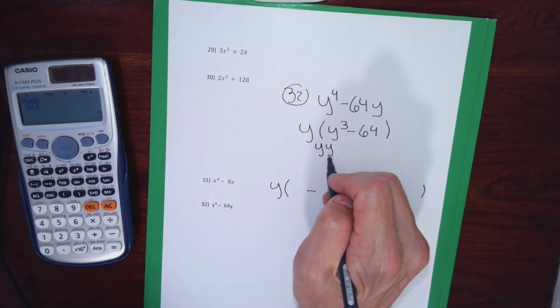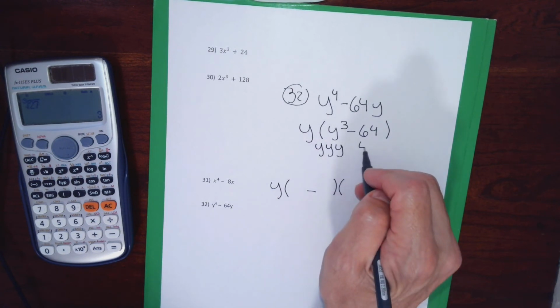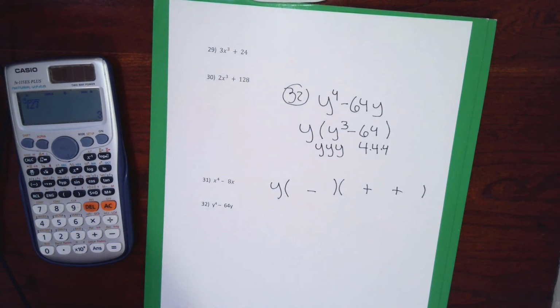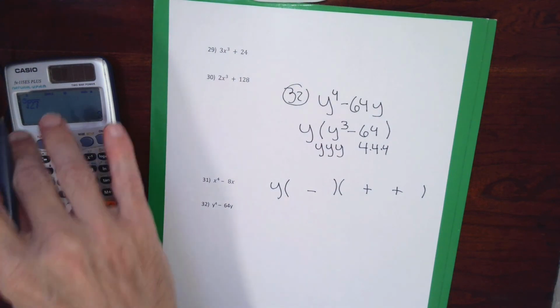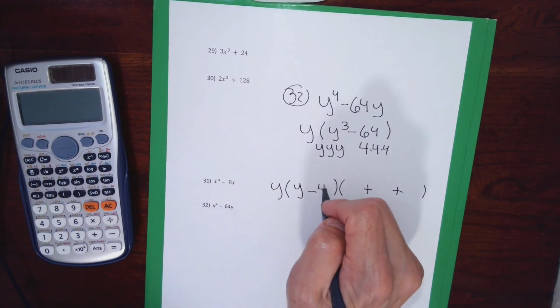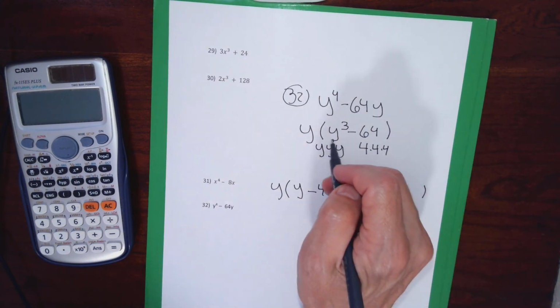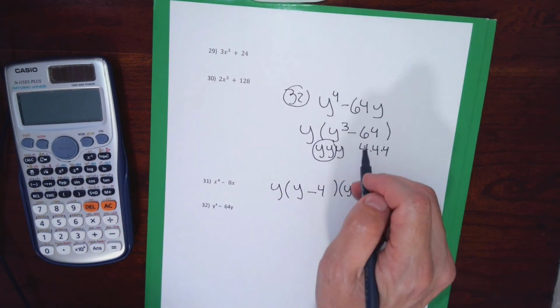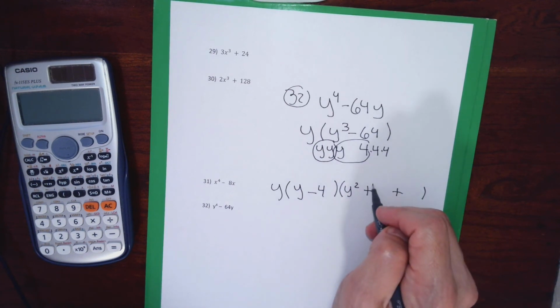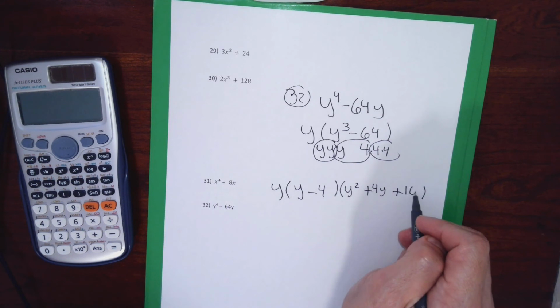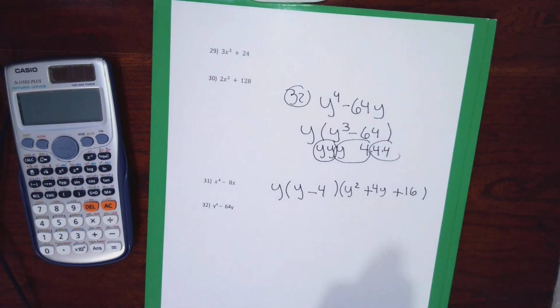Underneath the y cubed, I write y times y times y. Underneath the 64, I put 4 times 4 times 4. The numbers get repetitive, so I stop having to use my calculator. First parentheses, 1 from each group. Second parentheses leads off with y times y, which is y squared. Then y times 4, which is 4y. And then 4 times 4, which is 16. All of these can be checked doing the horizontal multiplication, but it's not necessary.